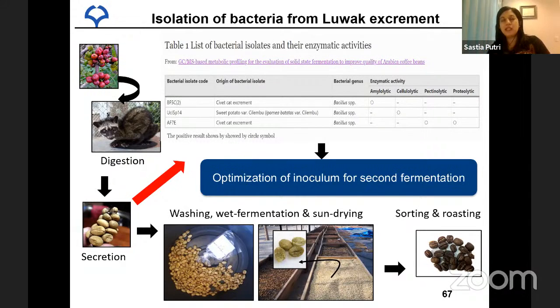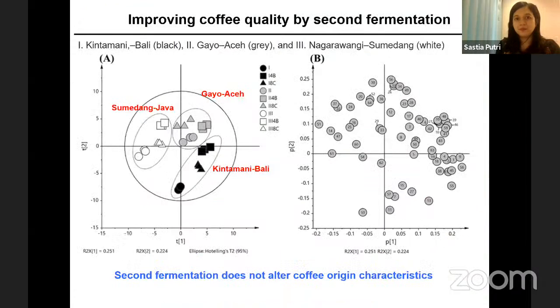Then we optimize these three inocula in different ratios. We also optimize different hours of fermentation: 4, 8, 12 hours. And then we subject these combinations of different ratios to 3 different kinds of coffee coming from 3 different regions. One is from Java, one is from Sumatra, one is from Bali. And you could see here that the clustering can still be seen, even after fermentation.